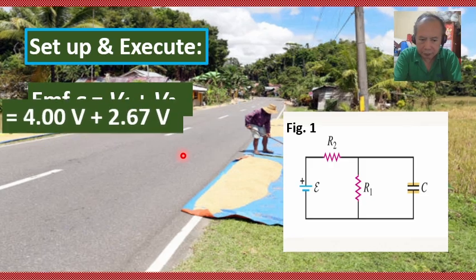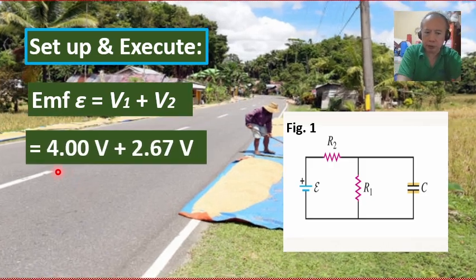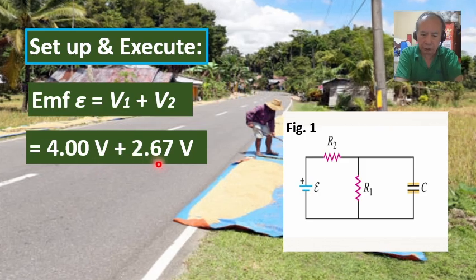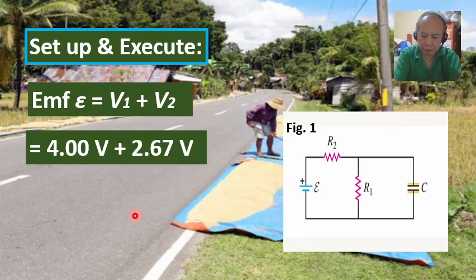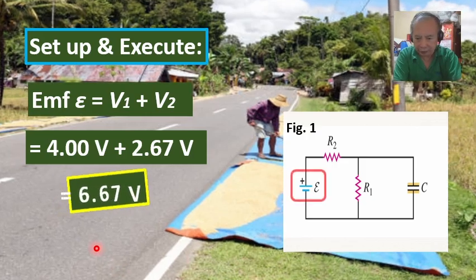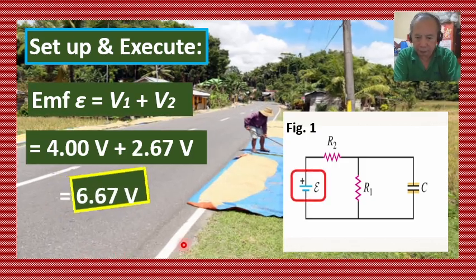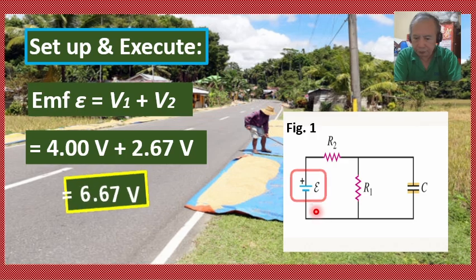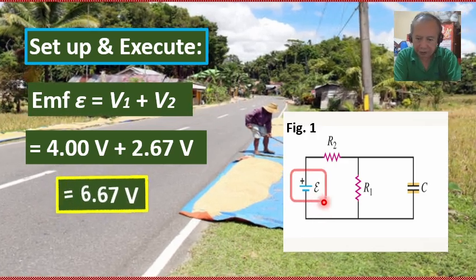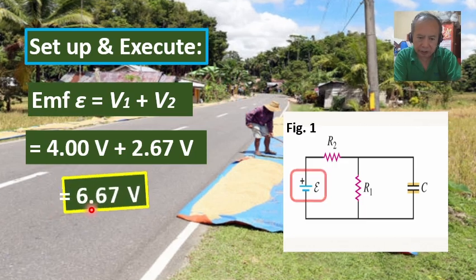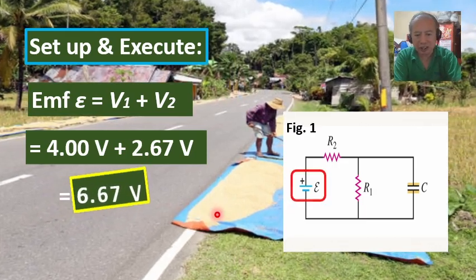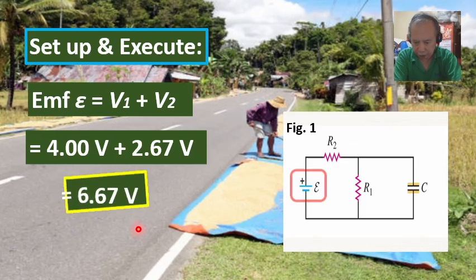That is, epsilon is equal to 4.00 volts plus 2.67 volts. And our final answer, the electromotive force epsilon of the battery with negligible internal resistance, equals 6.67 volts, rounded to 3 significant figures.